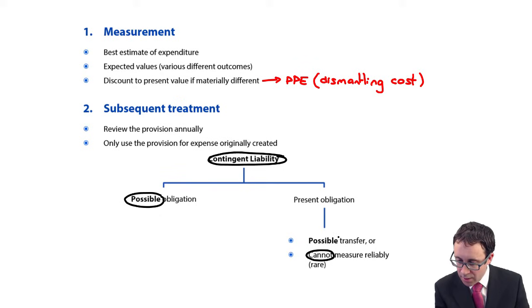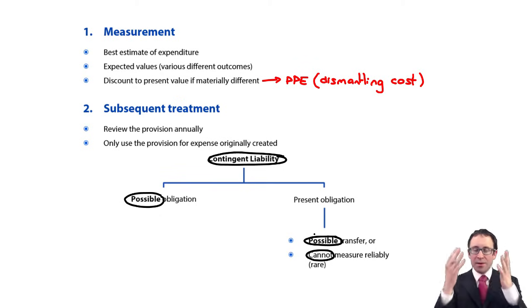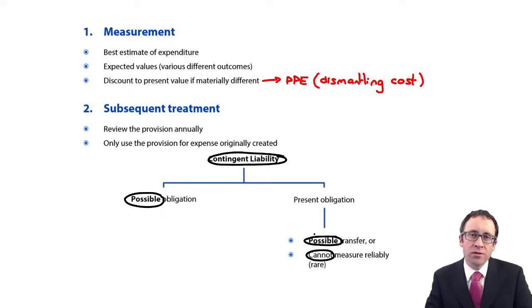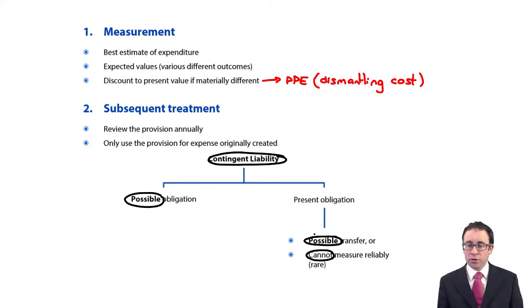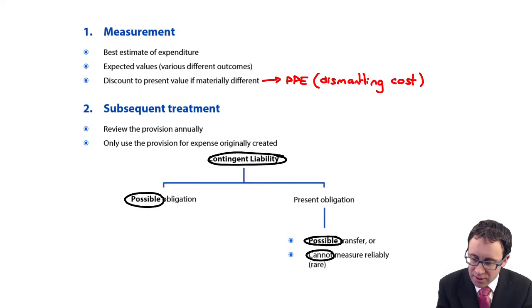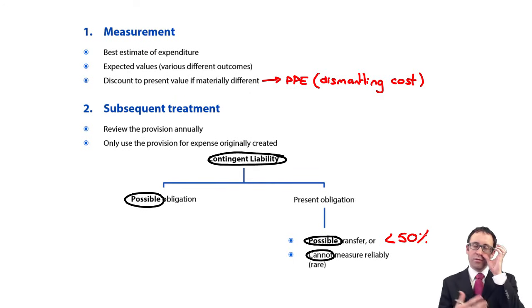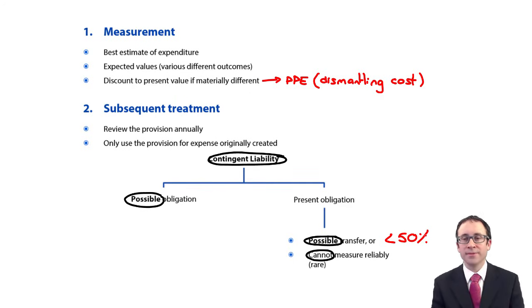But maybe there is only a possible transfer. So maybe you've got some whiz as a solicitor who's managed to wangle you out of it. Okay, it looks like you've broken the law. Okay, so there's a possible obligation, but there's only a possible transfer as well. Okay, and if there's a possible transfer, effectively what we're saying there is that there is less than a 50% chance of you actually losing the case. Okay, so what have we got?